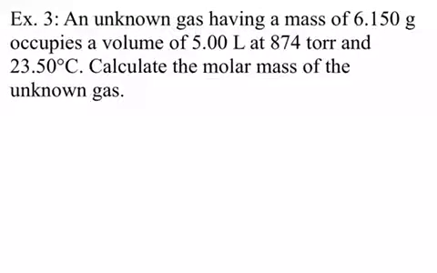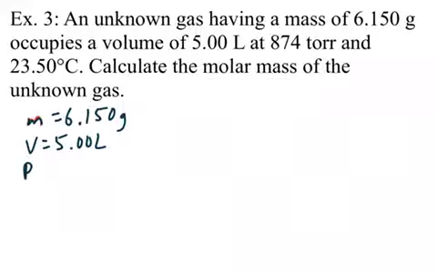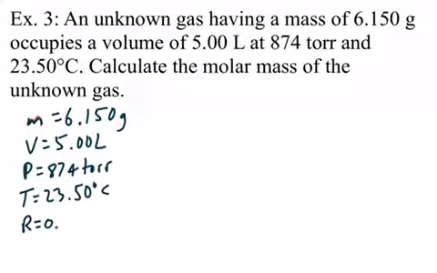An unknown gas has a mass of 6.150 grams, occupies a volume of 5 liters, and a pressure here of 874 torr. They also give you the temperature at 23.50 degrees Celsius. Let me just write our R down here.